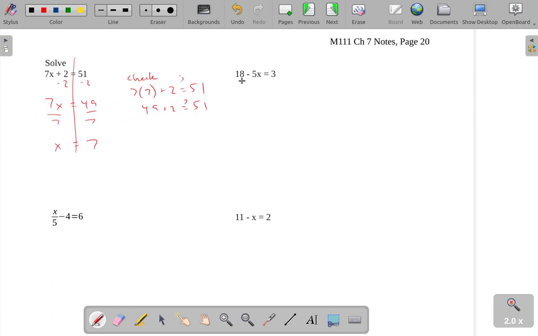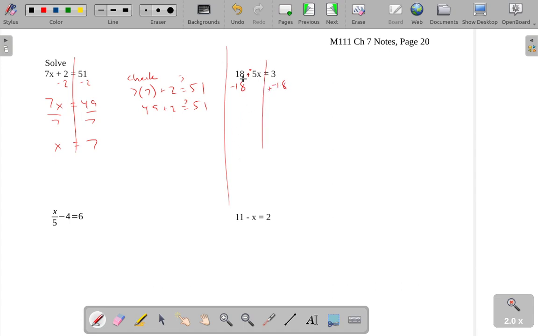Alright, in this one we have 18 minus 5x equals 3. This may look like we're subtracting 18, but we're not subtracting 18. If I was to rewrite this as addition, as I have recommended several times already, you can see that we're actually adding 18. I would really want to think of this as multiplying by negative 5 and then add 18. So to undo the adding 18, I will subtract 18.